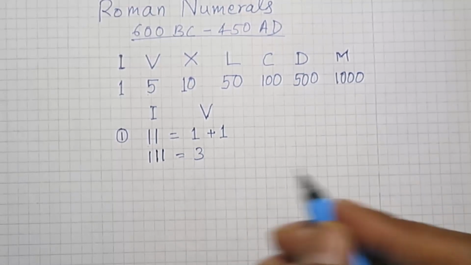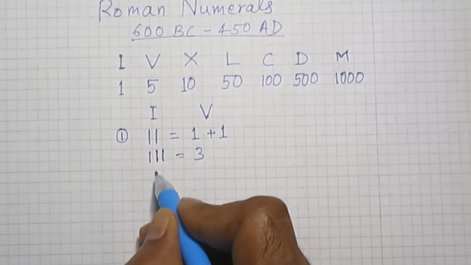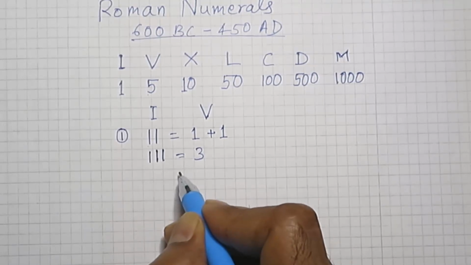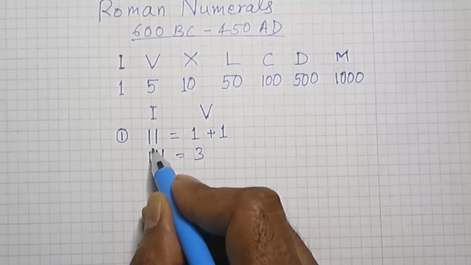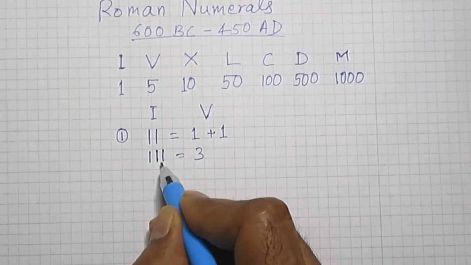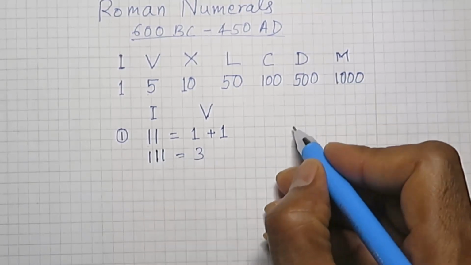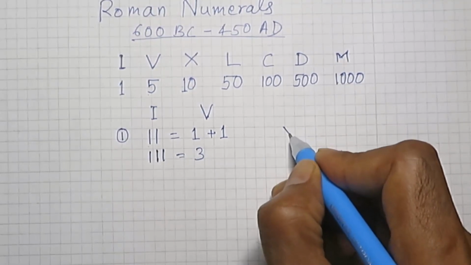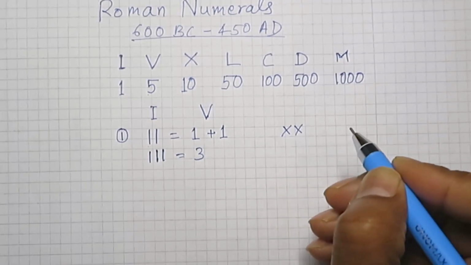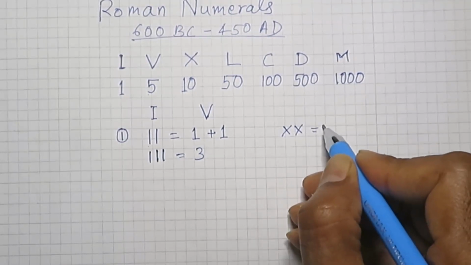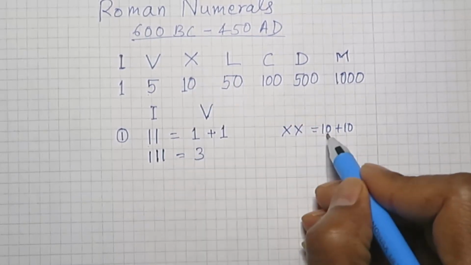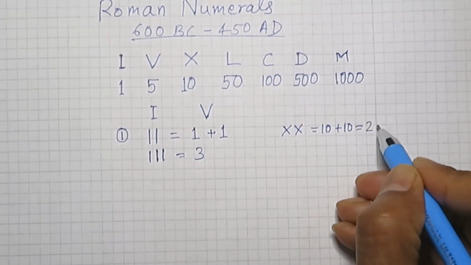But for writing 4, can I write I 4 times? No, this was not the rule. The rule was that you can repeat up to 3 times only. So for example, if I say XX, it will be 10 plus 10. So X is 10, so 10 plus 10, which will be 20.